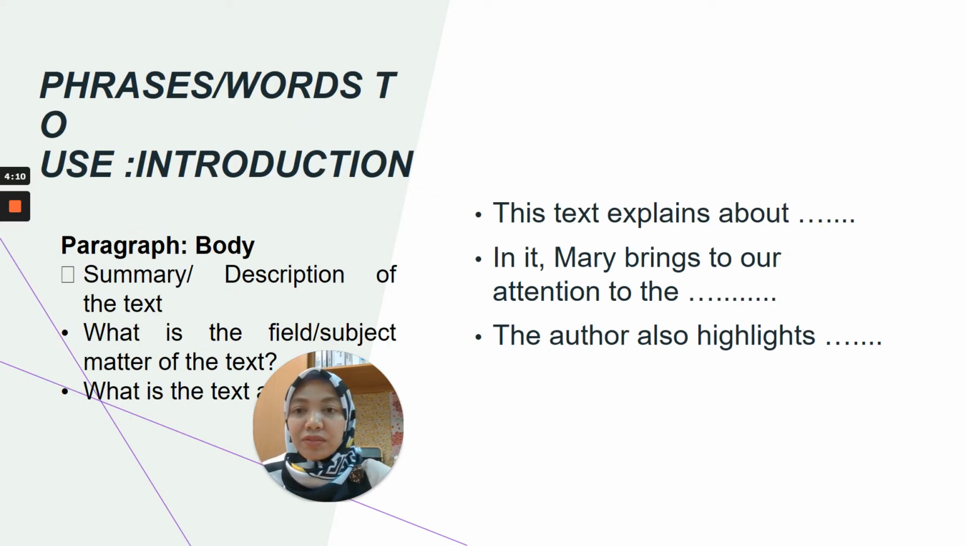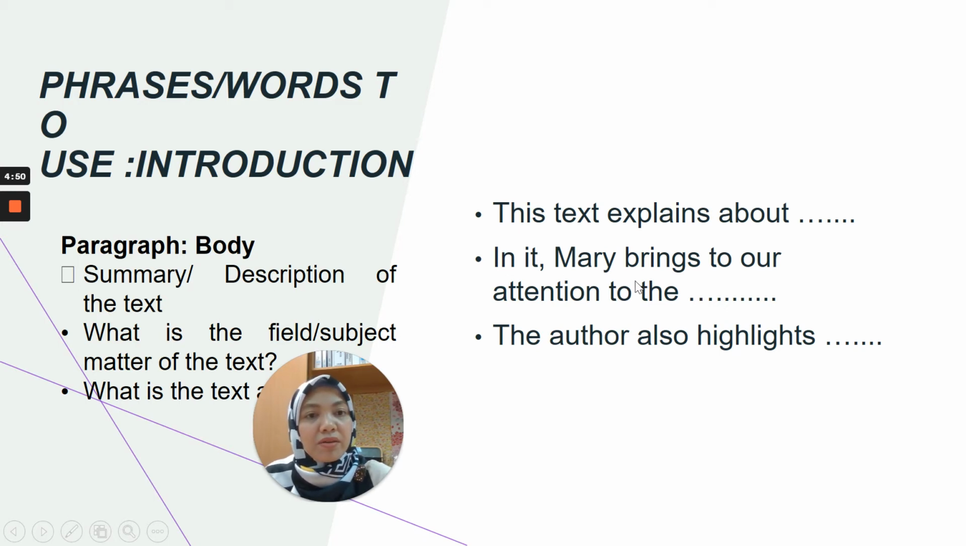So moving on to paragraph 2, sorry, this is supposed to be paragraph 2. This is the body paragraph. This is where you summarize, you give a brief explanation about the content of the text. Okay, mention what is the field or subject matter of the text. You can use these phrases. This text explains about what? Okay, basically, in order to write this sentence, you have to understand what the text is about, get the main ideas, get the main points, the direction of the text. Okay, and once you have done this, you can continue.